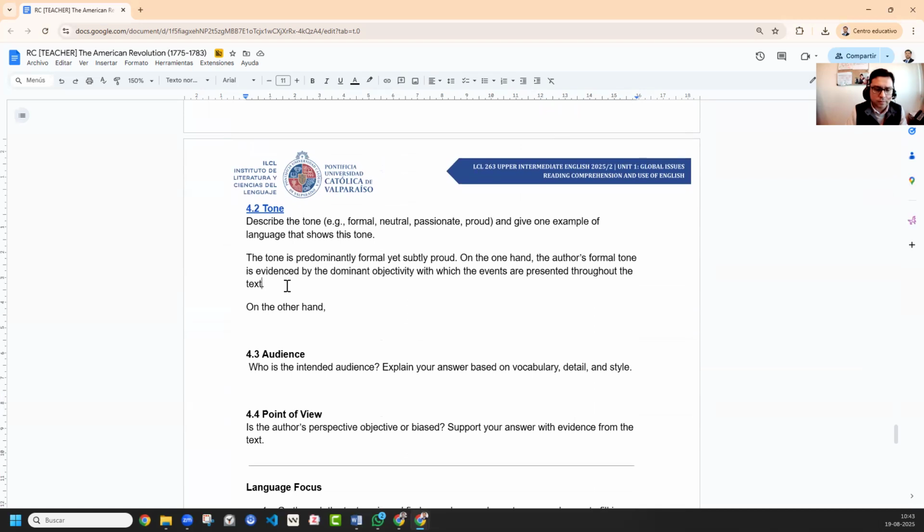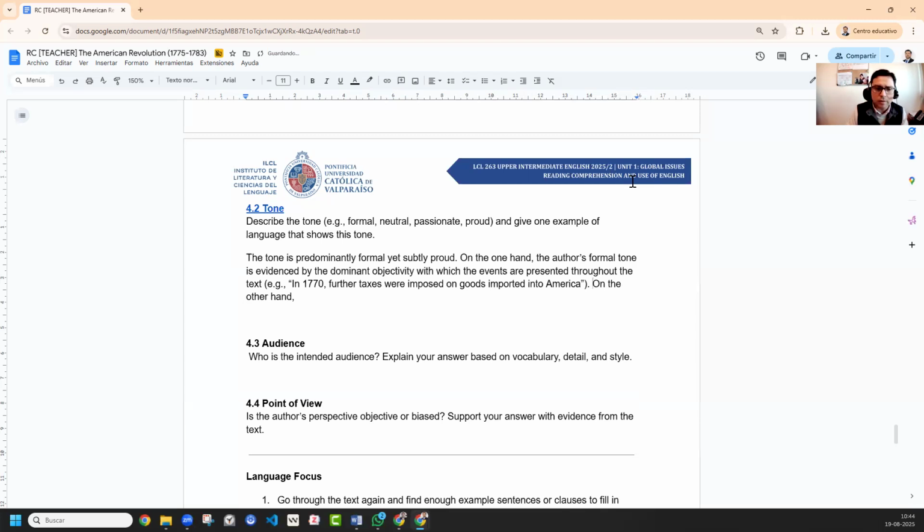Throughout the text, and we'll just use e.g., like this. So it's E period, G period, comma, okay? E.g., then we're going to quote this sentence. Okay, in 1770, further taxes were imposed into America. Okay, then period.